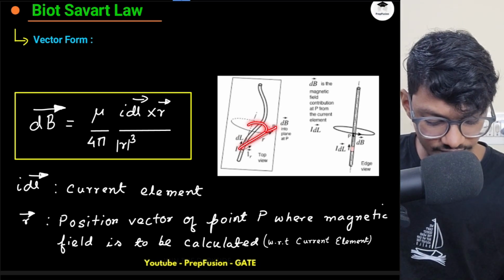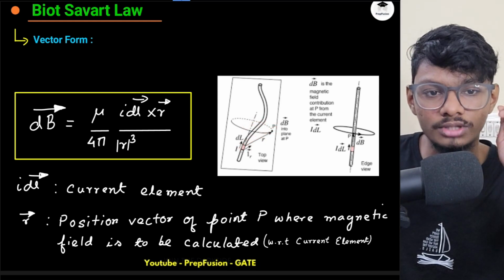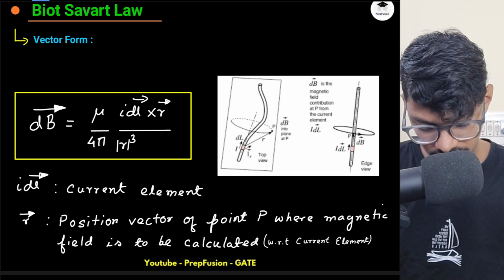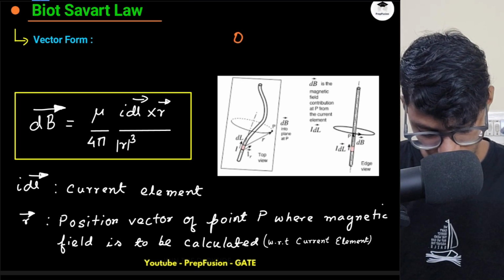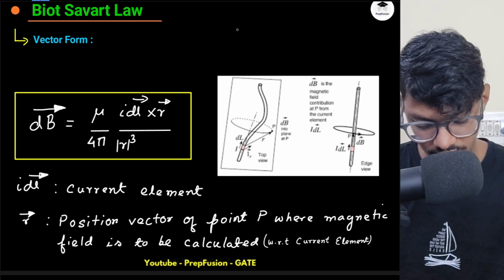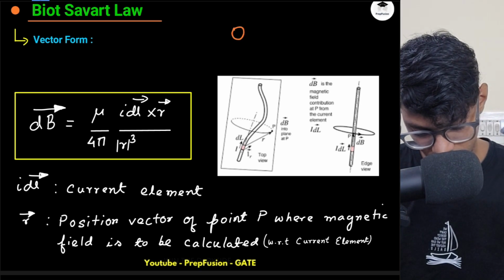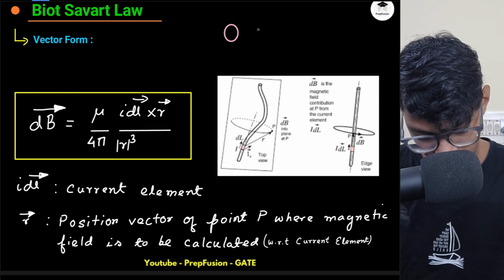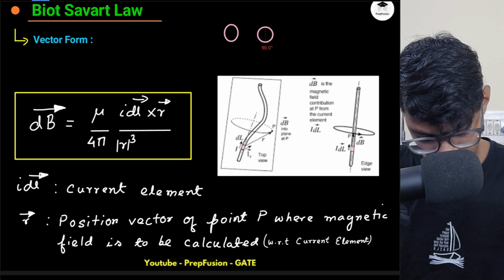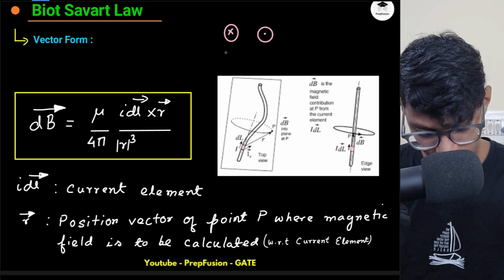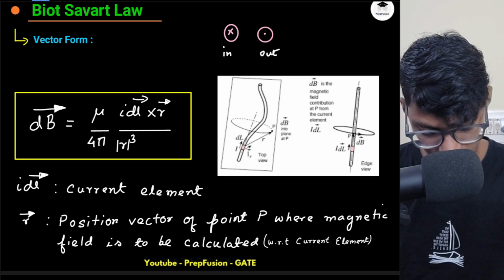So if I curl my fingers towards the point P, what I observe is that it is going into the board, going into the screen. So this is at point P. And how do you define going in and out of the screen? This point is very important, so just quickly draw this thing. Okay, so this is coming out of the screen, and this is going into the screen. So this is in and this is out.